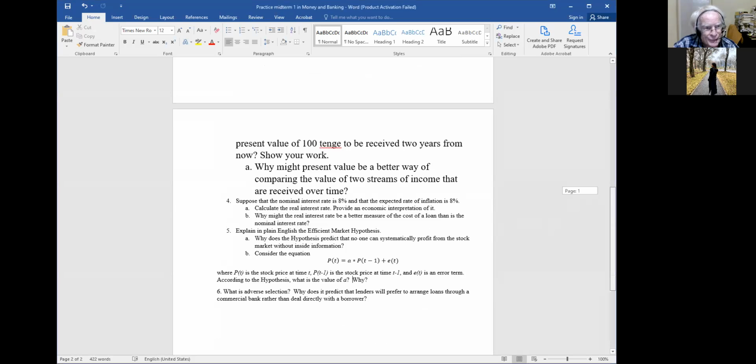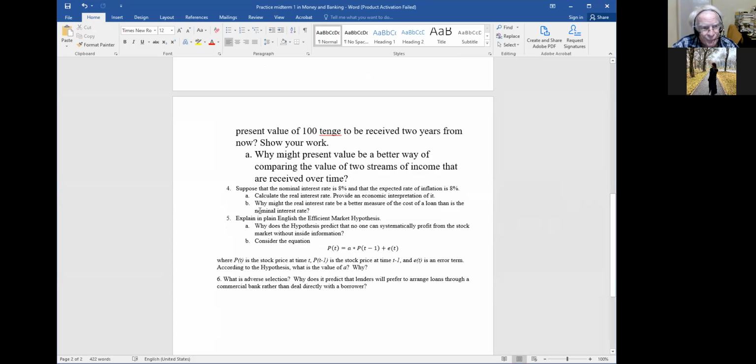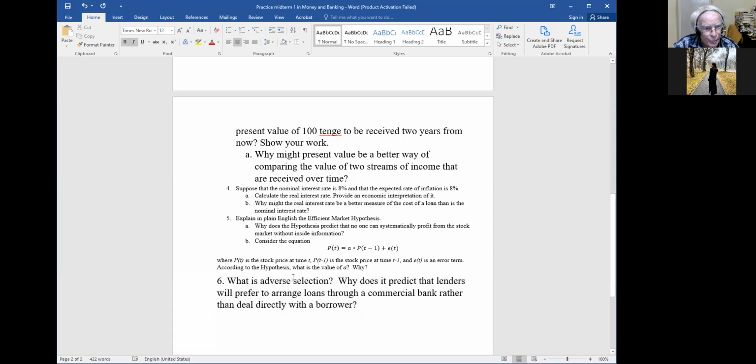So I think that the other questions you can manage on your own. I think we talked about adverse selection already. Briefly, this is the idea that the borrower knows more about the prospects that he will pay a loan than you, the lender, do.